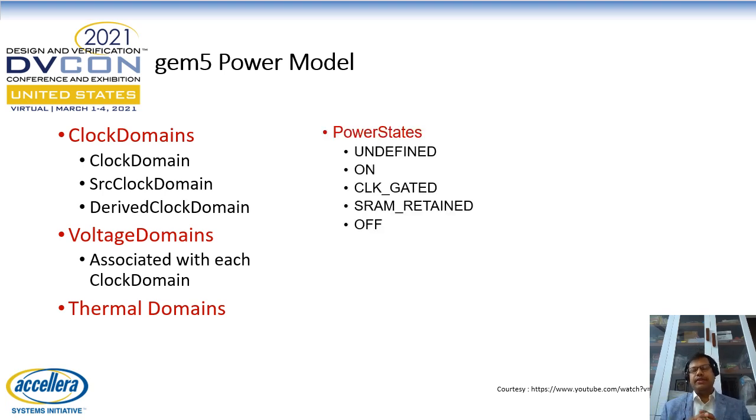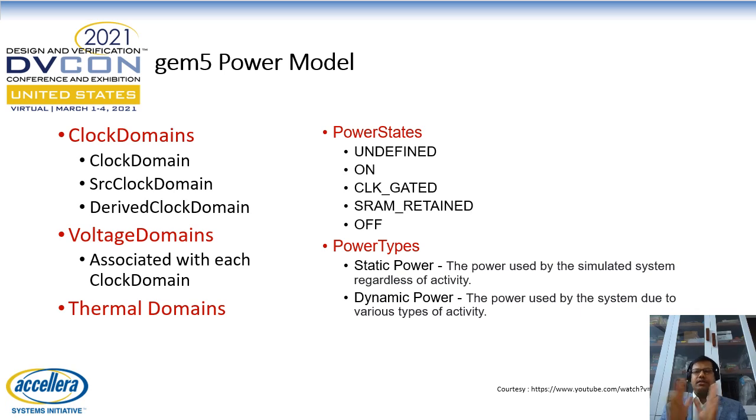So if you look at the different power states which are supported for an IP which is modeled within the gem5 context, it can take any of these 5 states. The first one is undefined, wherein you don't know anything about the power state within that particular IP. Second, where the IP is on and operating at full capacity, or the IP is clock gated, or it supports some kind of retention like SRAM, where some of the memory and registers are retained even if the clock is gated, and of course when the IP is switched off.